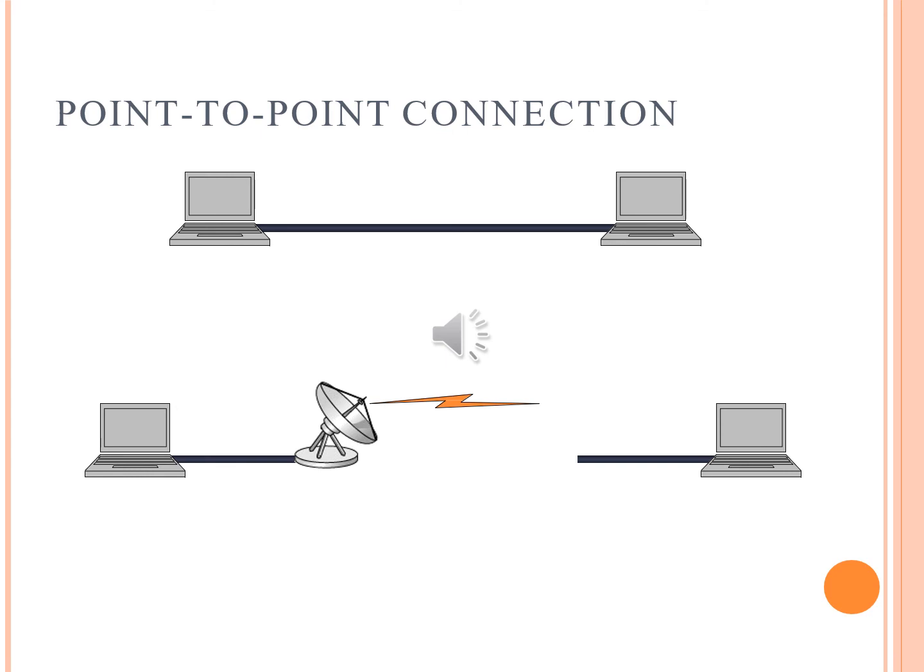This figure shows how data will travel in point-to-point connections, as we have one-to-one communication from one system to another system. That is known as a point-to-point connection. I hope you all understand by seeing this figure.